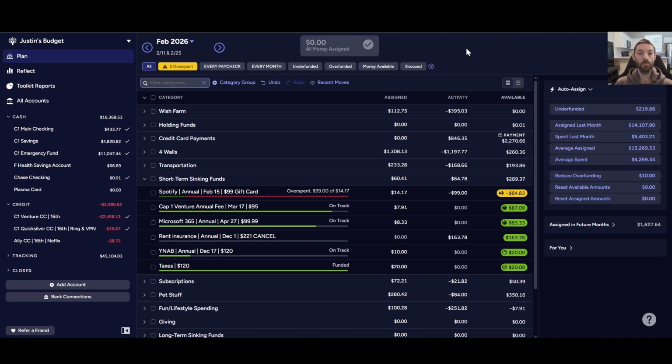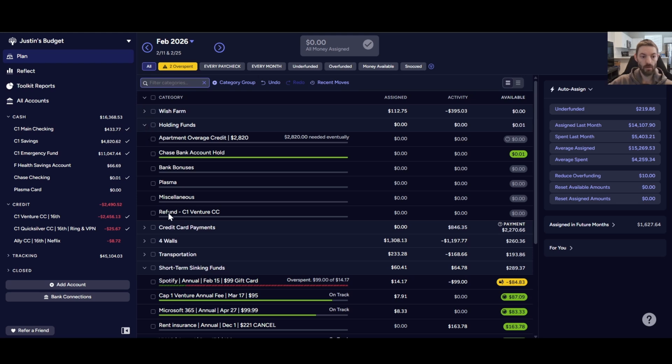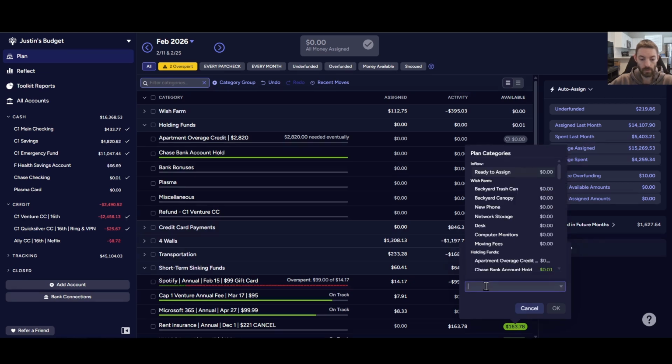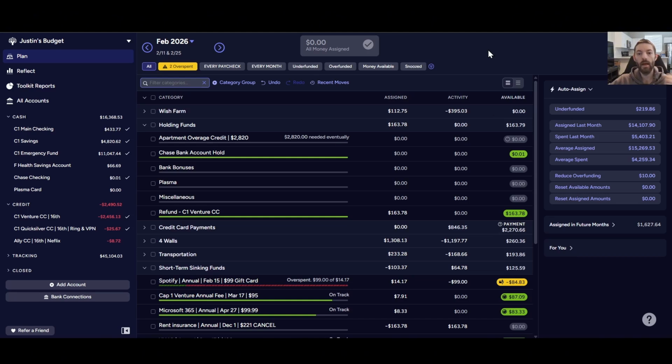So to help me remember that, I have created a holding category called refund, and I have it tagged or identified for that specific credit card. So what I'm going to do is move this money to that category. And now I know that this money is ready to assign, but only to that credit card or charges on that card. If I didn't have any overspending on that card, this is kind of where I would leave it.